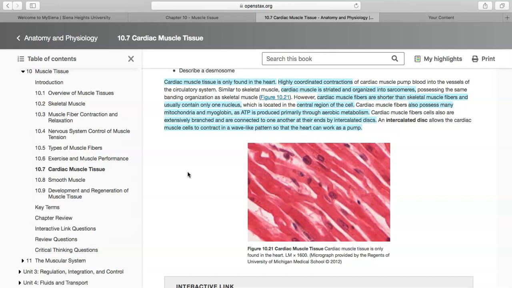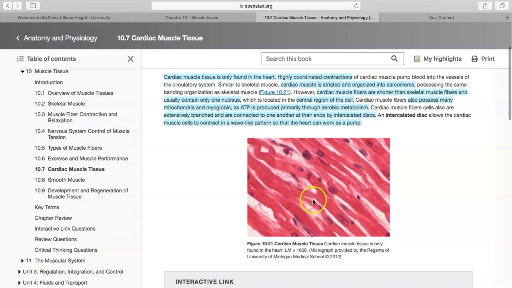Some differences are that the cardiac muscle fibers are shorter than skeletal muscle fibers, and they usually only contain one nucleus, which is located right in the central region of the cell. I actually put this on the exam if you were lucky enough to get this image. This is what it looks like.